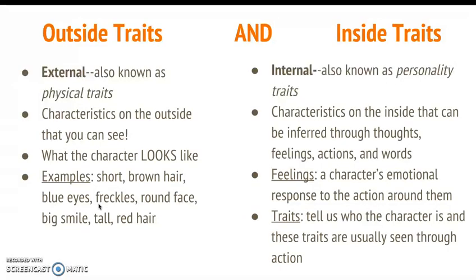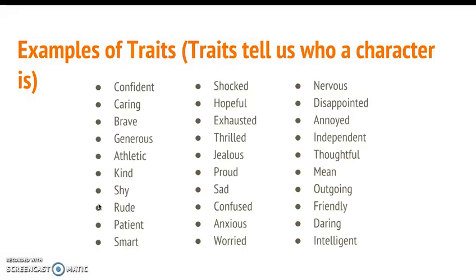These are characteristics on the inside that can be inferred through thoughts, feelings, actions, and words. Feelings are a character's emotional response to an action around them. Traits are what tell us who the character is, and these traits are usually seen through action. These are some examples of traits. Remember, traits tell us who a character is. Some of these examples can be confident, generous, athletic, kind, shy, rude, patient, smart, shocked, hopeful, exhausted, jealous, confused, nervous, disappointed.